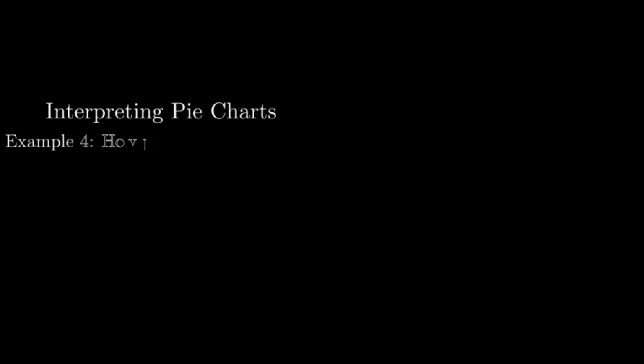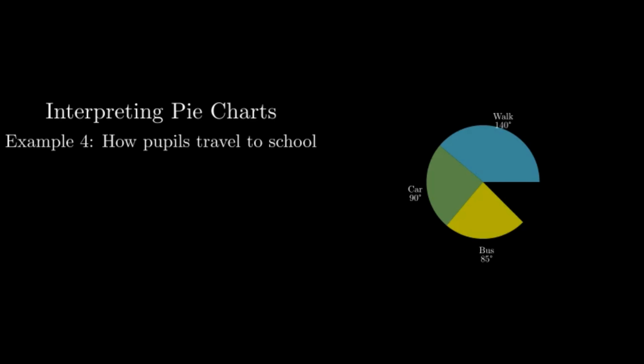Now that we know how to create pie charts, let's focus on interpreting them. Pie charts can be used to find out a lot of information if you know how to read them. In this scene, you will learn how to analyze a pie chart to compare categories and calculate actual frequencies when given partial information. Consider this pie chart showing how pupils at a school travel to school. The chart is divided into sectors, each with a given angle.